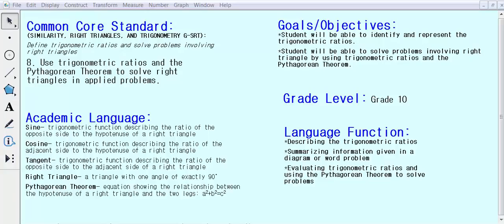tangent, which is the trigonometric function describing the ratio of the opposite side to the adjacent side of a right triangle, right triangle, which is a triangle with one angle of exactly 90 degrees, Pythagorean theorem, which is the equation showing the relationship between the hypotenuse of a right triangle and the two legs of the right triangle. The equation is a squared plus b squared equals c squared.